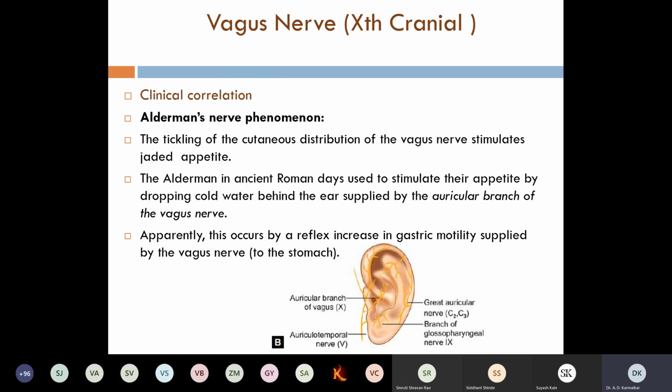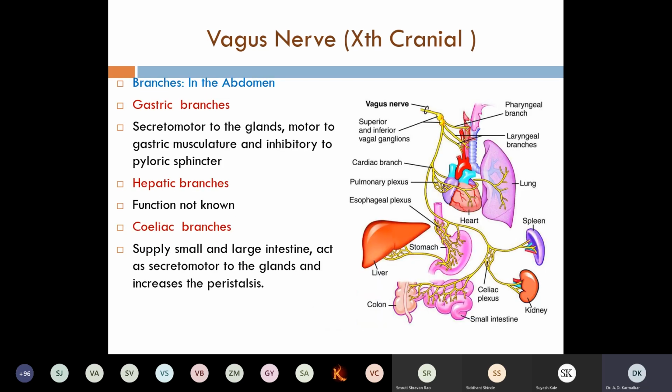Now we have seen the vagus nerve. Just to have a look, we have seen the functional components, the nuclei and how they are formed. We have seen the course in the head, neck, thorax and the abdomen. Then we have seen the branches in the head, neck, thorax and the abdomen. Now, some clinical importance.